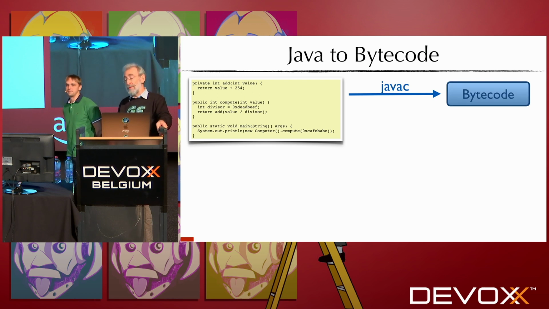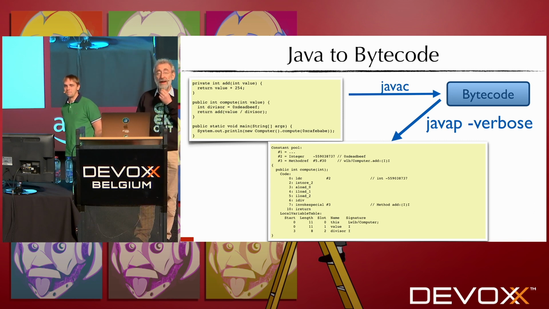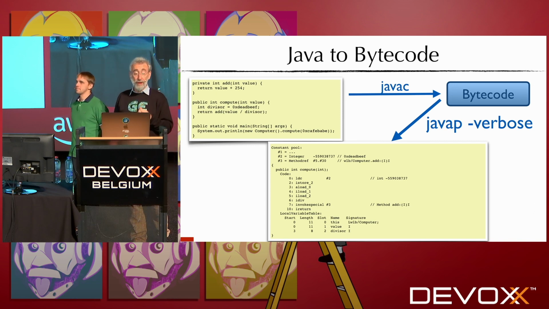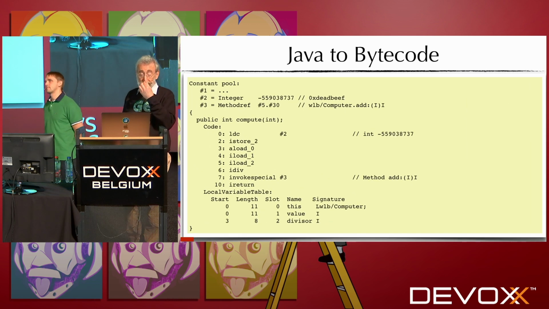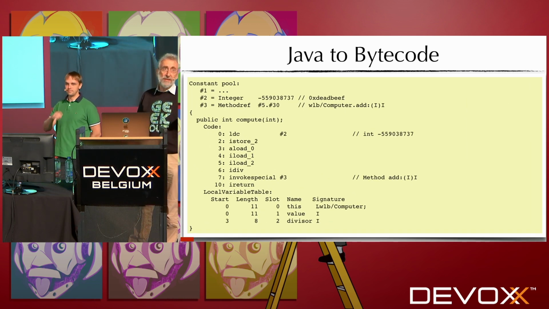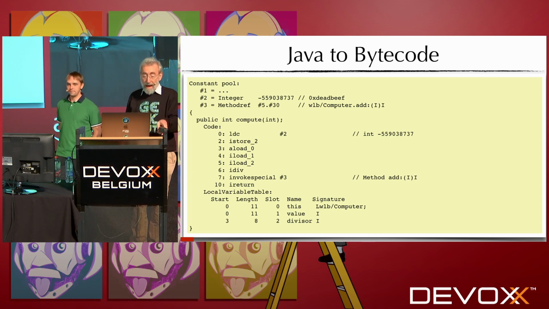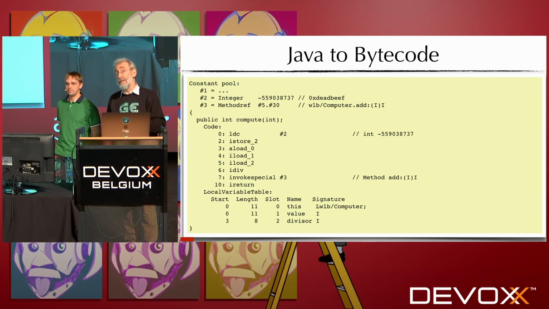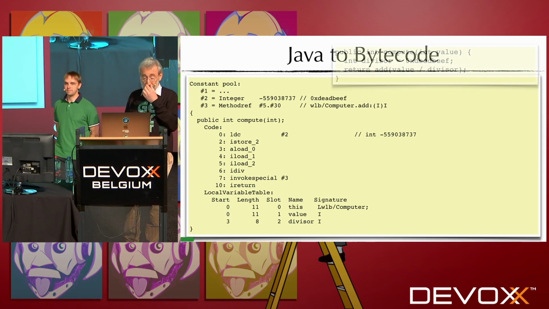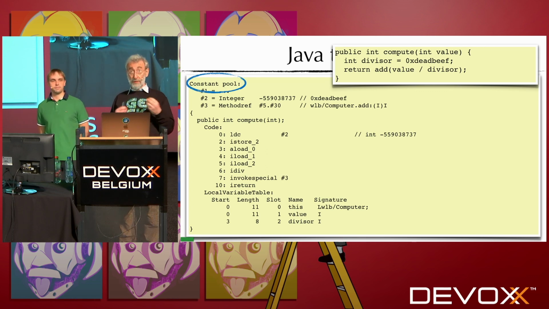We're going to see what it looks like when we translate it to bytecode. And we can look at that bytecode using javap with the verbose flag set on. So here's what you see, a bit edited, when you run javap. This is a standard program that comes with a JDK. And we see there's three parts to it. One part is the constant pool, which is for the whole program.